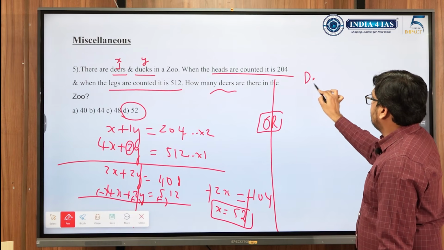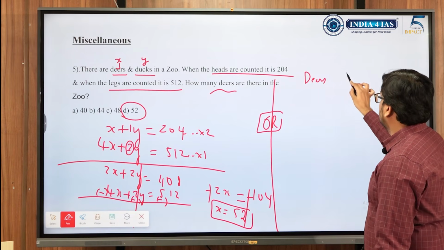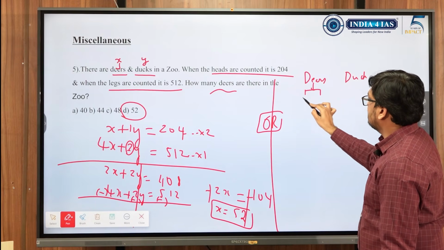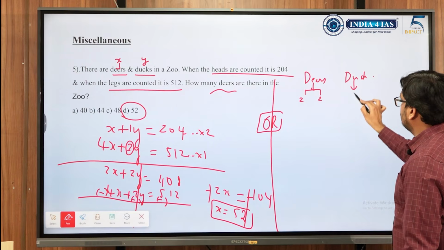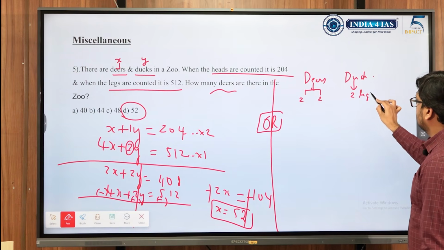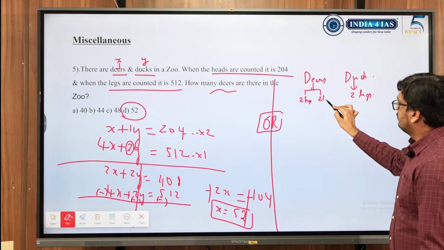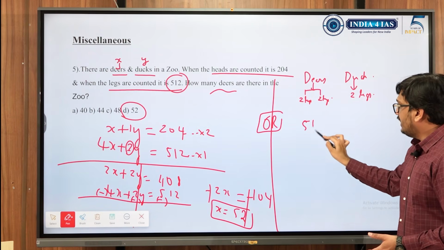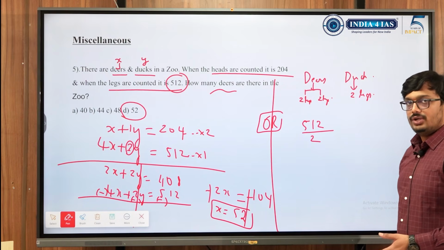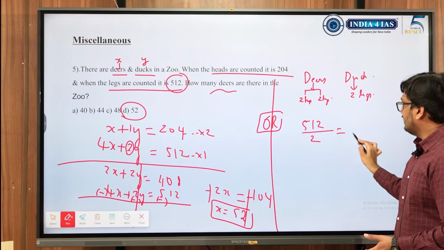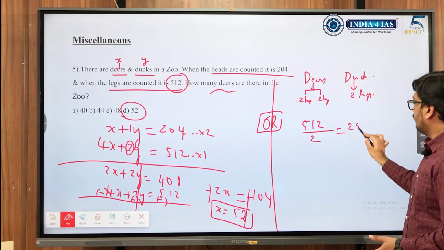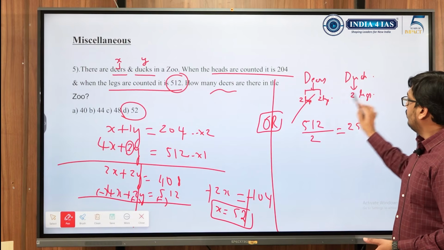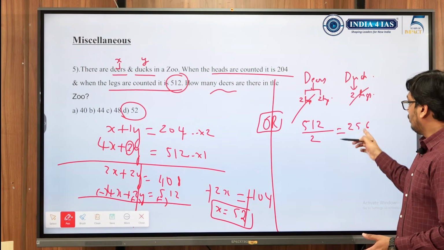Deers, take legs: deers, ducks. Deers have 4 legs, I will split it as 2 plus 2. Ducks have 2 legs. And then total legs are 512. What you should do is divide that 512 by 2. You will get the answer: 2 2s are 4, 1, 2 5s are 10, 2 6s are 12. After dividing by 2, 256 you will get, right.